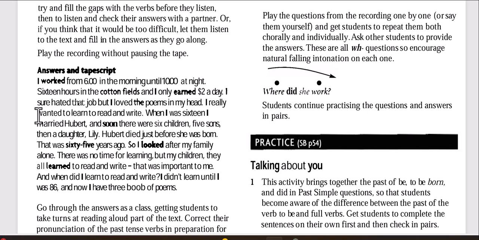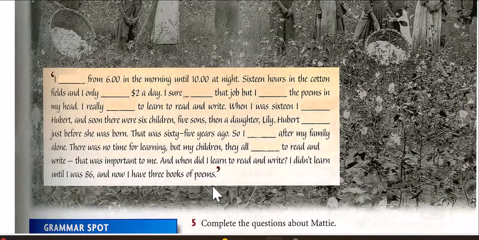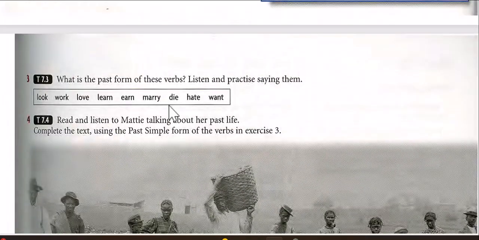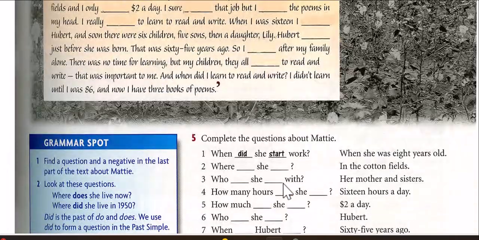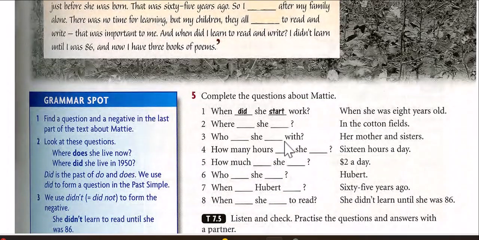There was no time for learning, but my children, they all learned to read and write. That was important to me. And when did I learn to read and write? I didn't learn until I was 86. And now I have 3 books of poems. So you should fill up these blanks using these verbs. I have just read the answer. So listen to that and then try to complete the whole passage and complete the questions about Matty.